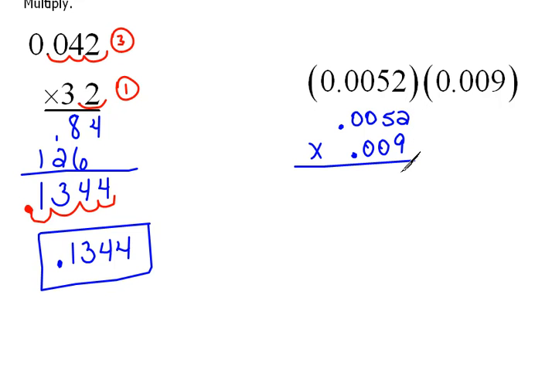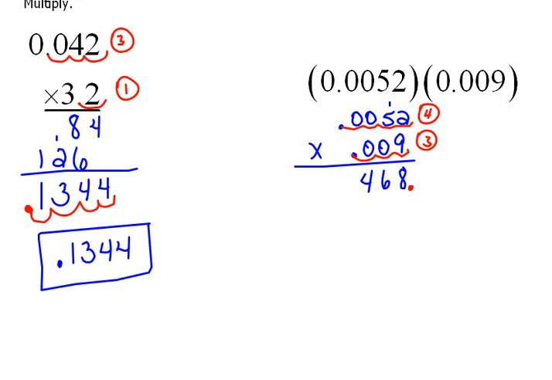So 9 times 2 would be 18. And 9 times 5 would be 45, plus 1 is 46. So that would be 46 there. Now we're going to worry about our decimal. So here we have 1, 2, 3, 4 decimal places. Here we have 1, 2, 3 decimal places. So our answer will have to have 7 decimal places.